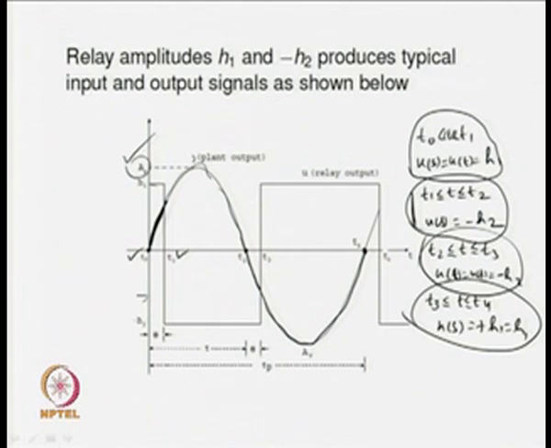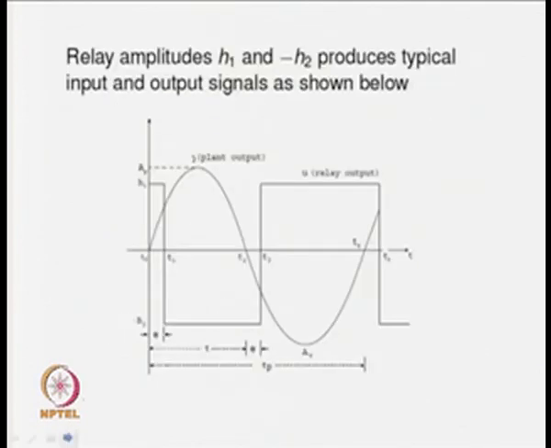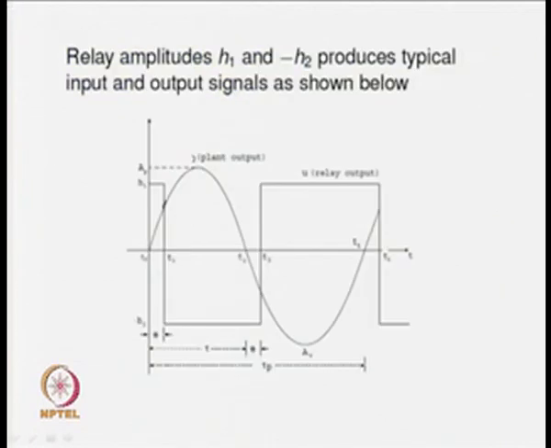Similarly, let us try to obtain the analytical expression for the other part where t goes from t1 to t2. For that part again we can use the same solution. When the output, this part of the output, is considered, starting from here to here, when we go from t1 to t2, the input to the system u(s) is equal to minus h2. Keep in mind, one has to use this in the integral to find the correct expression for the output.